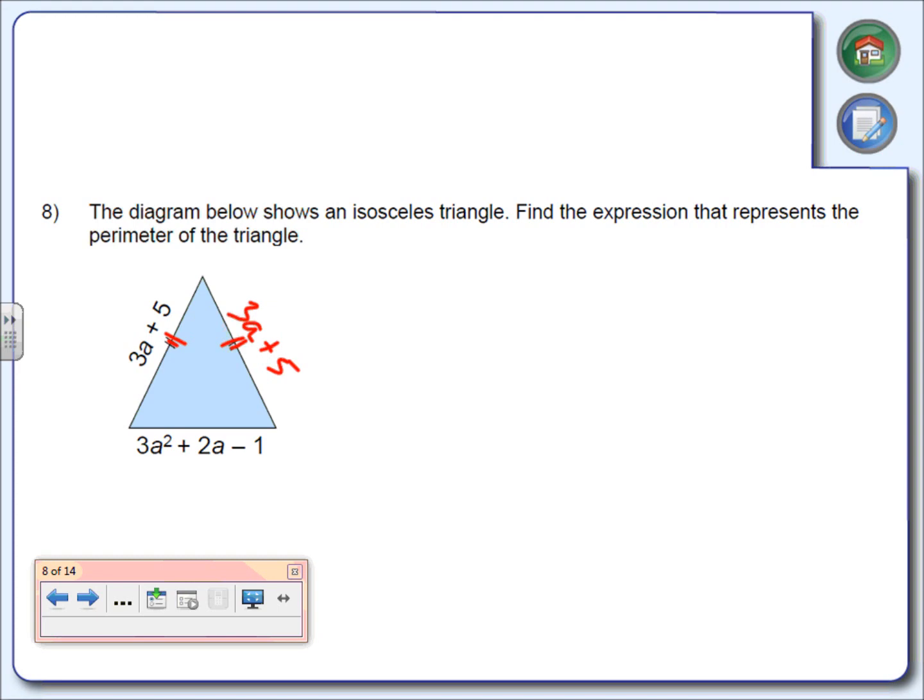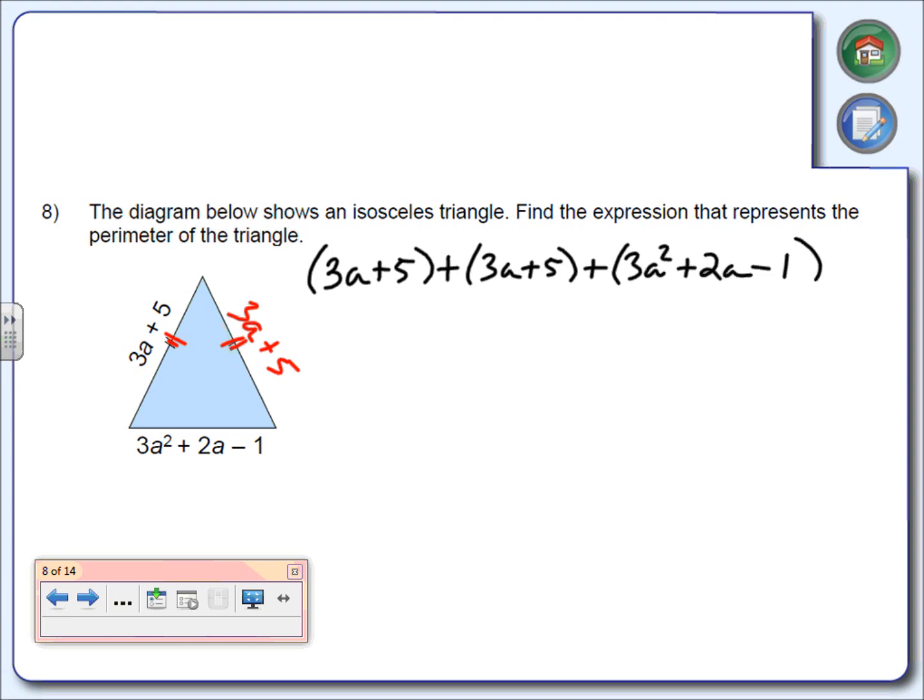All right, so now that we've got that taken care of, it says find the expression that represents the perimeter of the triangle. How do you find the perimeter of a triangle? Add all the sides. So what we're going to do is take all the sides and add them together. So I'm going to take 3a plus 5. That's one of the sides. I'm going to add it with 3a plus 5. That's another side. And we're going to add it with a third side, which is 3a squared plus 2a minus 1. We're going to add all 3 of those together.